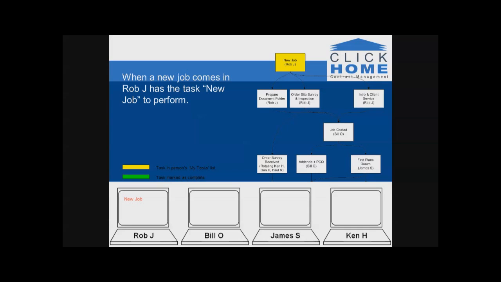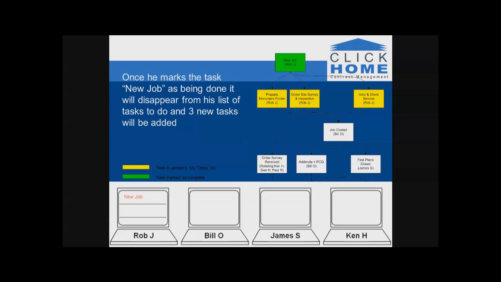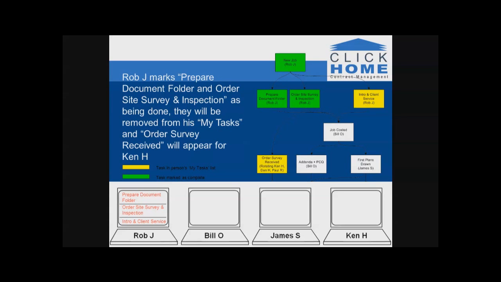So by running through this, you'll see how tasks move from one person's My Task list and create tasks for other people. So we'll start off with new job is available to be done for Rob J. Rob J then completes new job, and 3 other tasks become available to be done. Now they are all for Rob J to do. So he finishes one task and receives 3 tasks back. He then completes 2 of those tasks. So he's just got intro and client service.